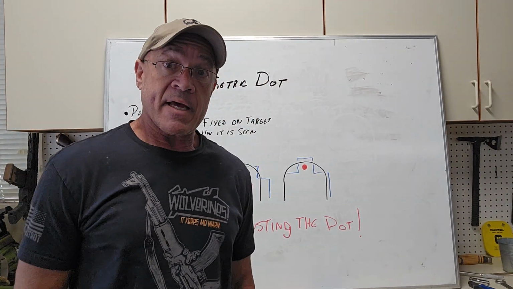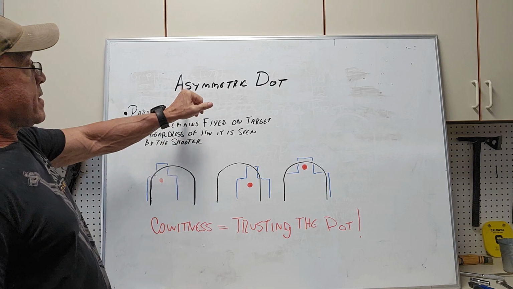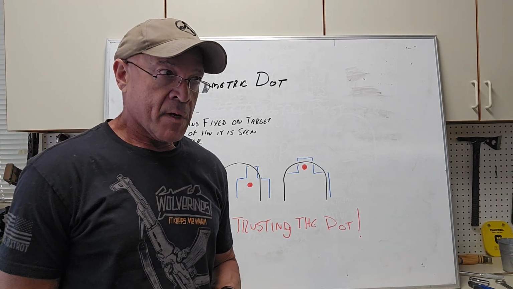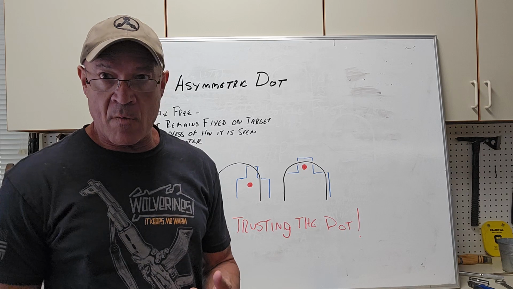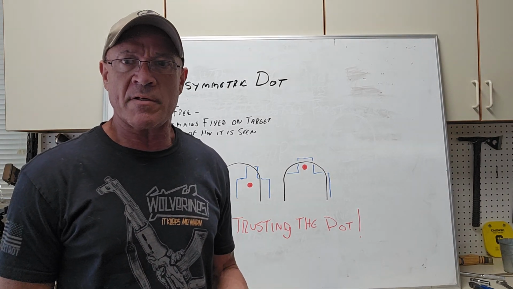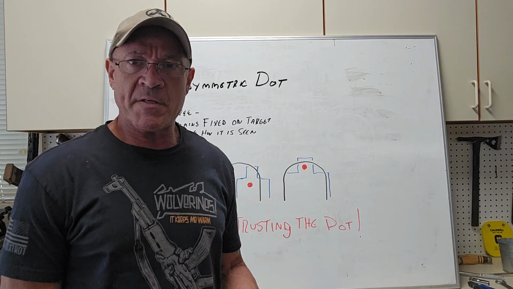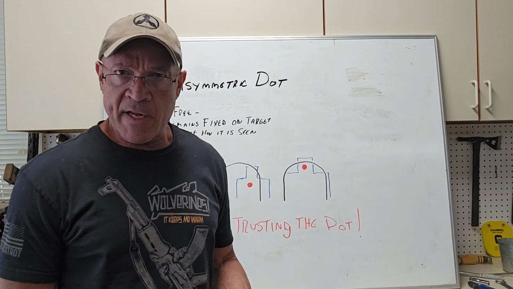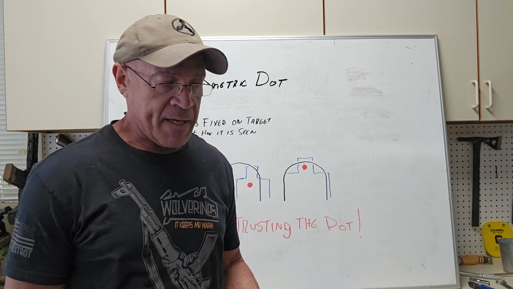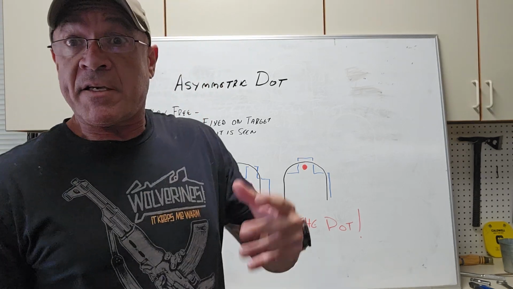So today we're going to talk about a concept called the asymmetric dot. This is something that we used to teach in our red dot pistol classes. We don't teach those anymore because virtually every pistol that shows up has a dot on it, so it seems redundant. So we just teach pistol classes now and understand that most people are probably going to bring dots, or optics, I should say.